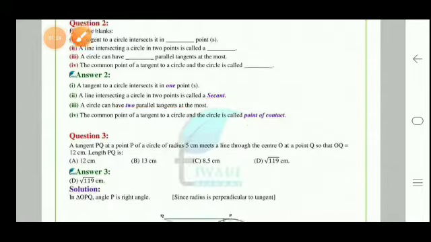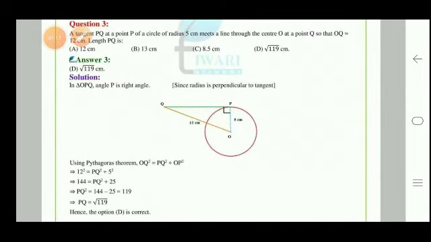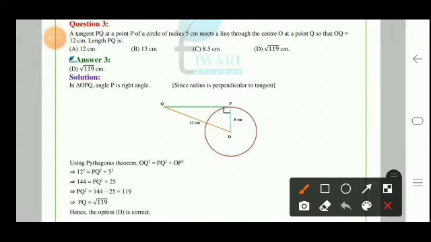Then moving towards question number 3. What is given to us is a tangent PQ at point P, and the radius of the circle is 5 cm. The tangent meets the line through the center O at a point Q so that OQ is equal to 12. So it is given OQ is equal to 12. What we have to find here is the length PQ. We can easily see that it is a right angle triangle, because the tangent at the point of contact is perpendicular to the radius. So this angle is equal to 90 degrees.